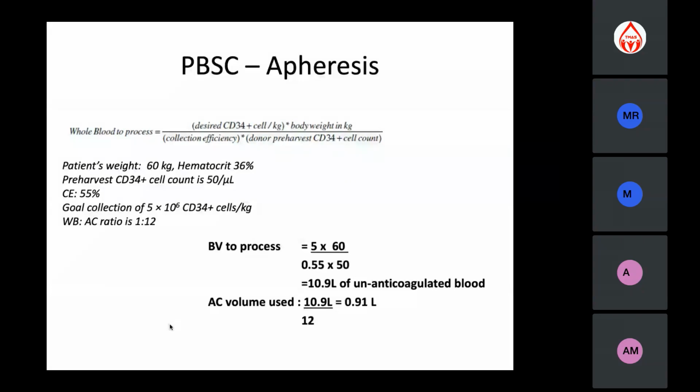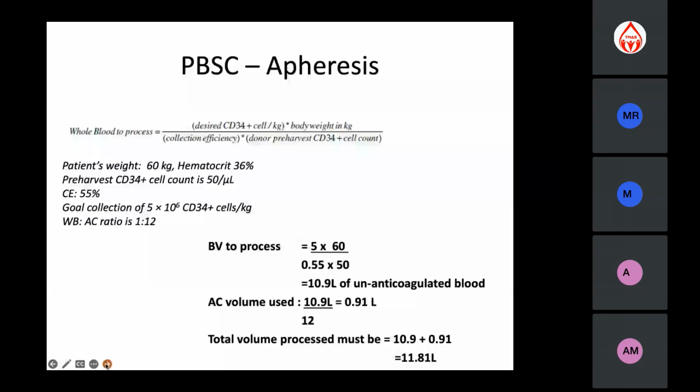That is 0.91 liters. So the total blood volume required to be processed for this patient would have been 10.9 plus 0.91 liters of blood. That is 11.81 liters of whole blood required to approximately get a target of 5 million CD34 cells per kg body weight for this patient. So this is only an estimate, and in real time this calculation may have some plus or minus changes.